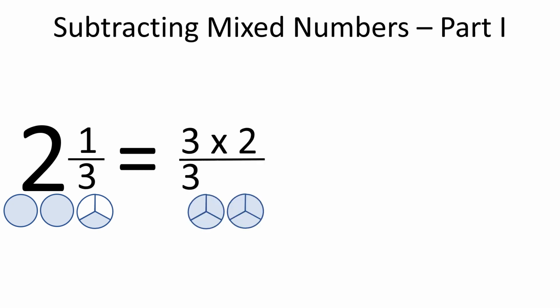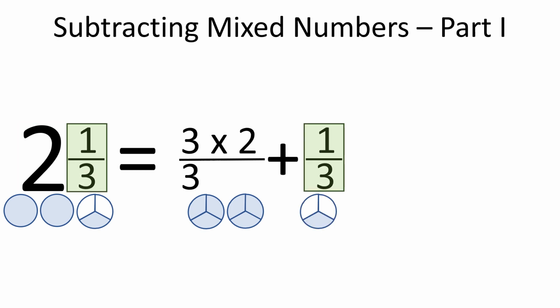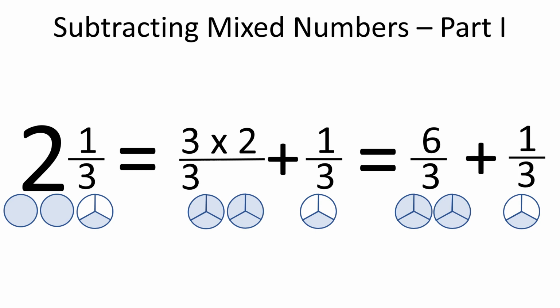Here, the whole was divided into 3 parts. We know that because there is 3 in the denominator. So 1 whole is equal to 3/3. As we have 2 wholes, we have to multiply the numerator by 2, and then we have to add to that 1/3. So we have 6/3 plus 1/3, and that is equal to 7/3.